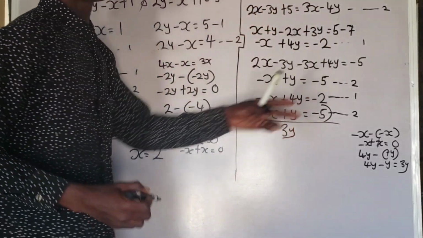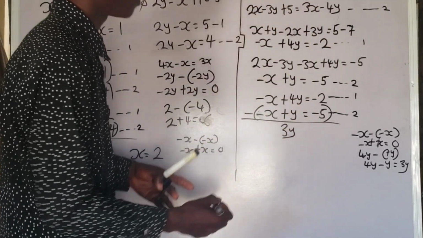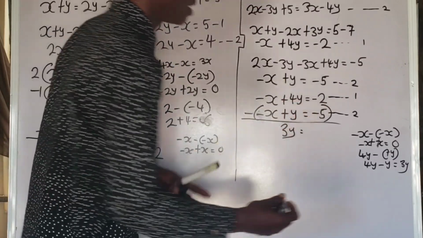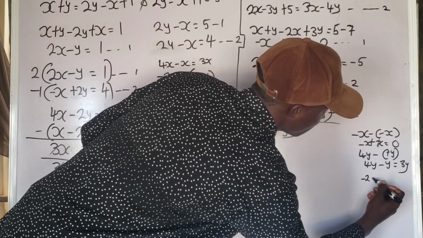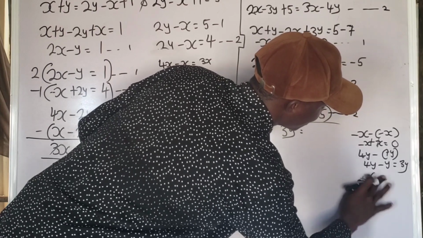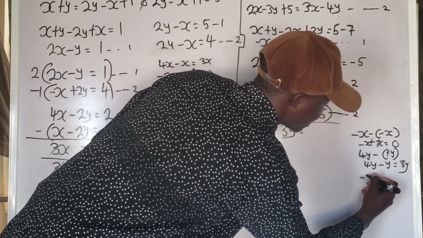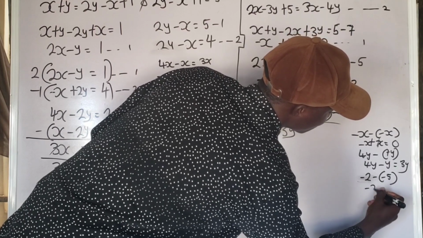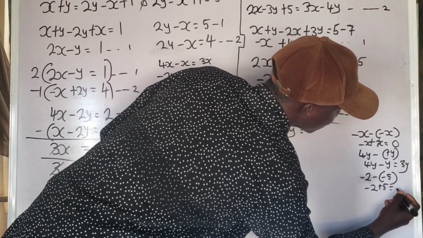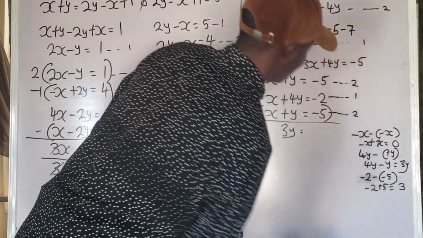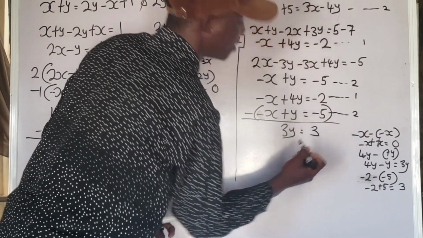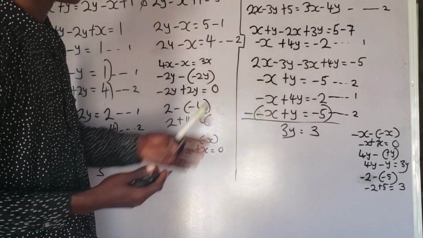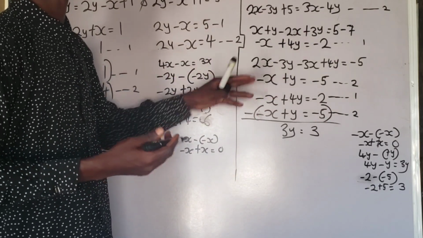Now, for the right hand side of the equation, we have equals to negative 2 minus negative 5. Please pay attention. Negative 2 plus 5. That will give us 3. You understand? So 3y is equals to 3. Do you understand how I got this? If you didn't understand, listen to the explanation again. I just subtract equation 2 from equation 1.